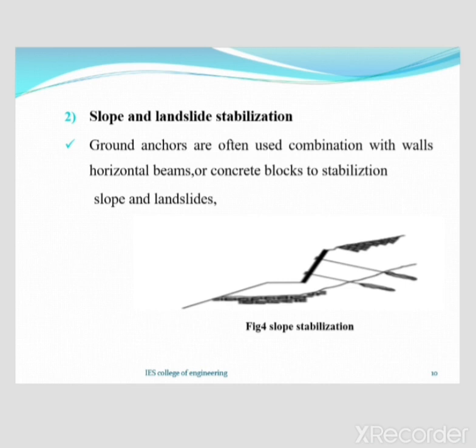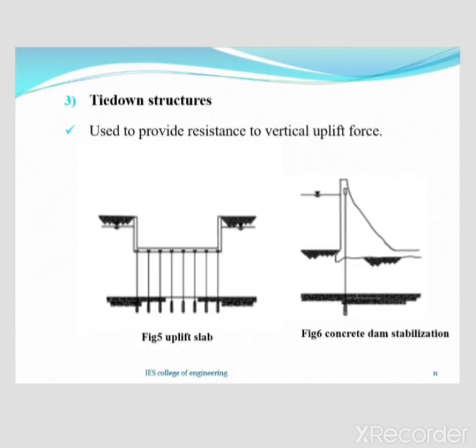Next, slope and landslide stabilization. The ground anchors are often used in combination with walls, horizontal beams or concrete blocks to stabilize slopes and landslides. Shown in the figure, ground anchors used for slope stabilization. Third, tie down structures used to provide resistance to vertical uplift force. The figures show ground anchors used for uplift slabs and concrete dam stabilization.